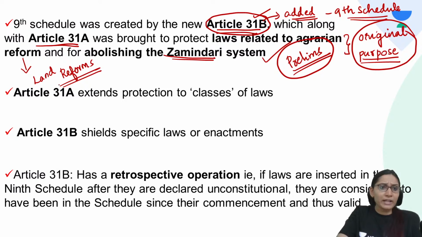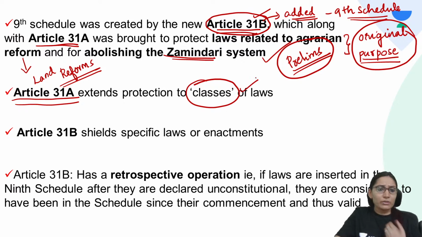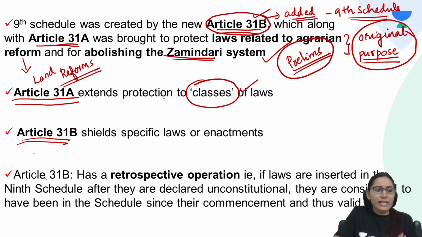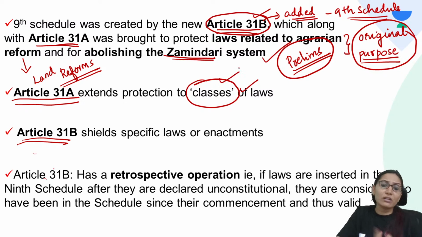Now, Article 31A. Article 31A extends to protection of classes of laws. So, as we said, two articles were made in order to include the 9th schedule. One was 31A and another one was Article 31B. Article 31A extends to the protection of classes of laws. And the second one, 31B, shields specific laws or enactments.